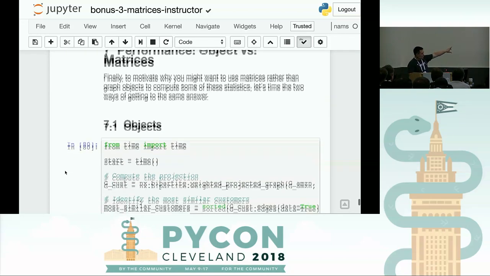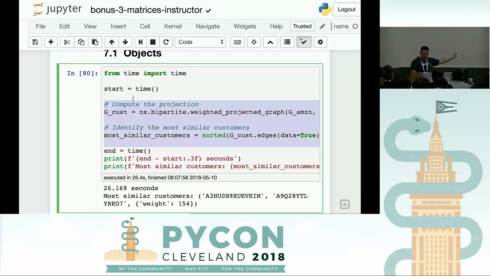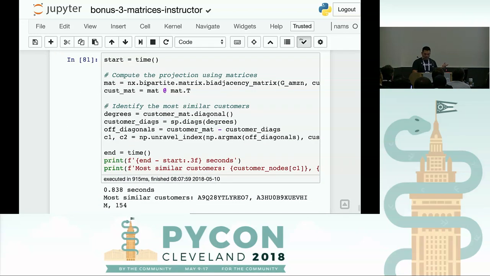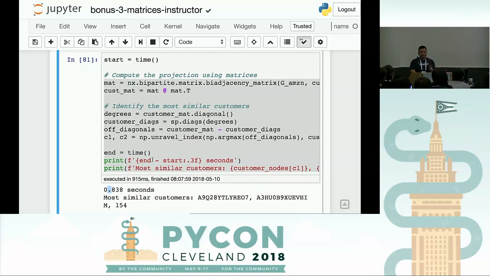That's the last point down here, in which this is really nice and readable. I compute the projection and then find the most similar nodes on one projection. It's readable. It takes 26 seconds on this graph that is about 20,000 nodes. However, if I do the matrix operations, I get the exact same result, but in 0.8 seconds. So hopefully this gives you the point. Of course, what we sacrifice is the readability of the code. So there's always this trade-off somewhere.